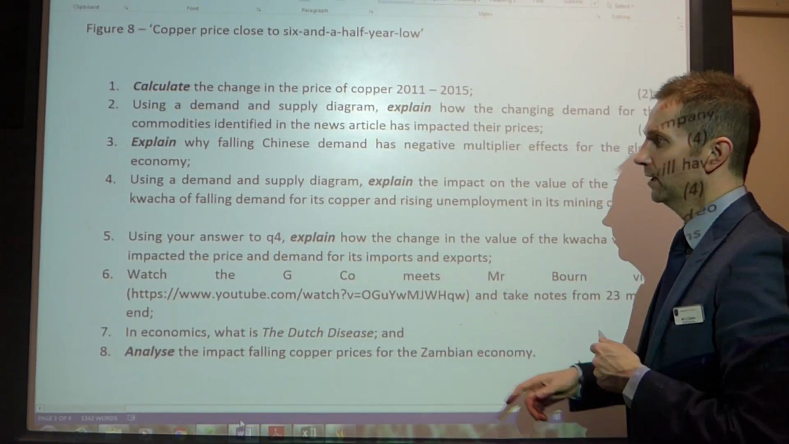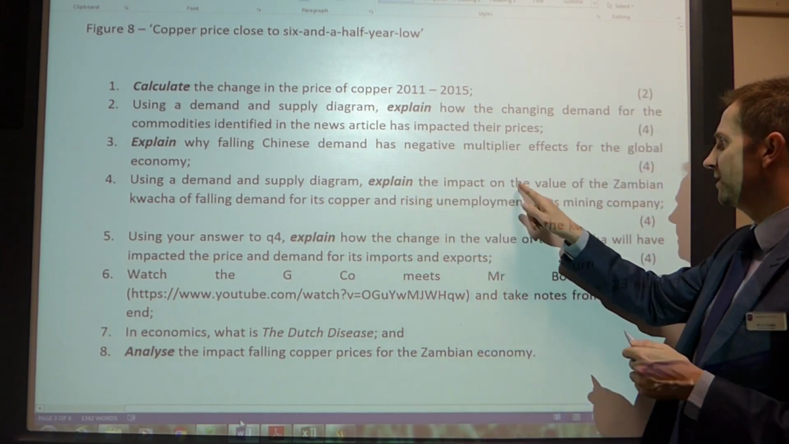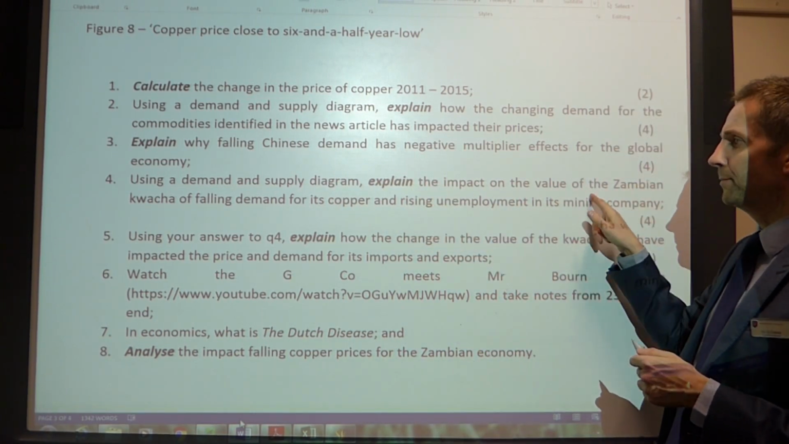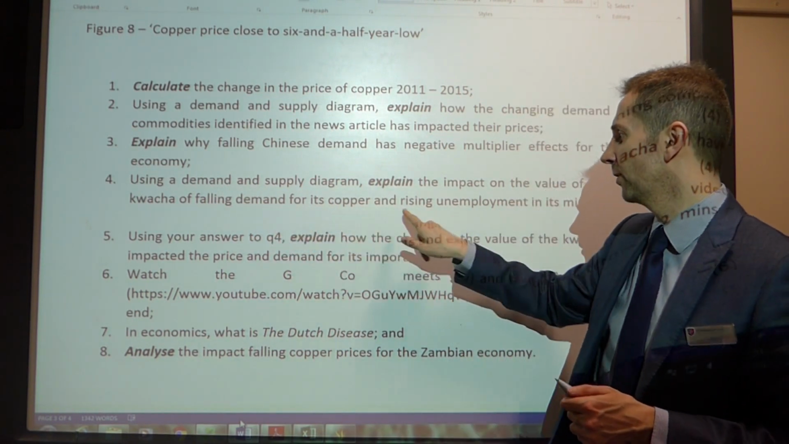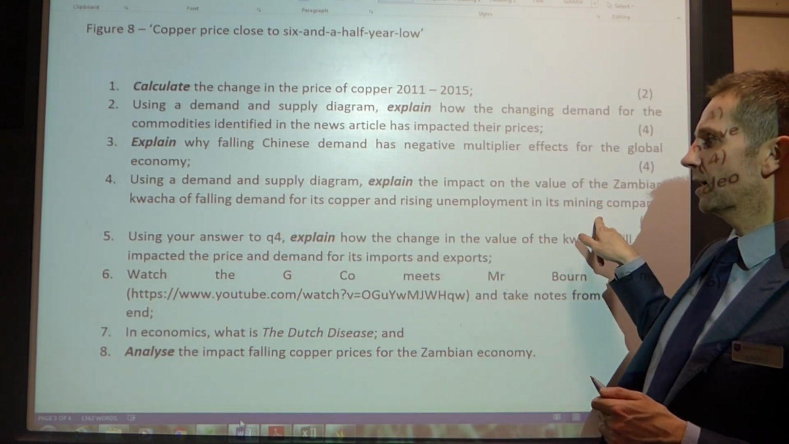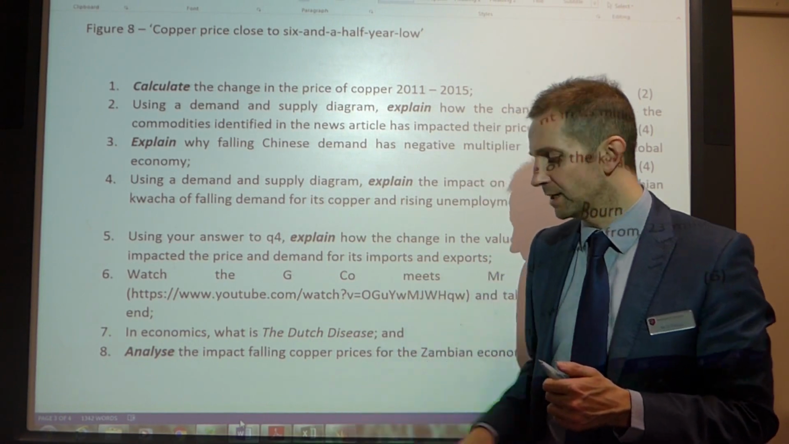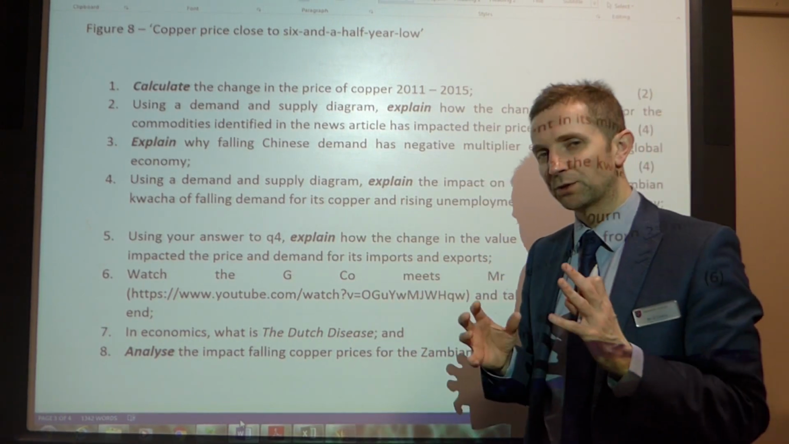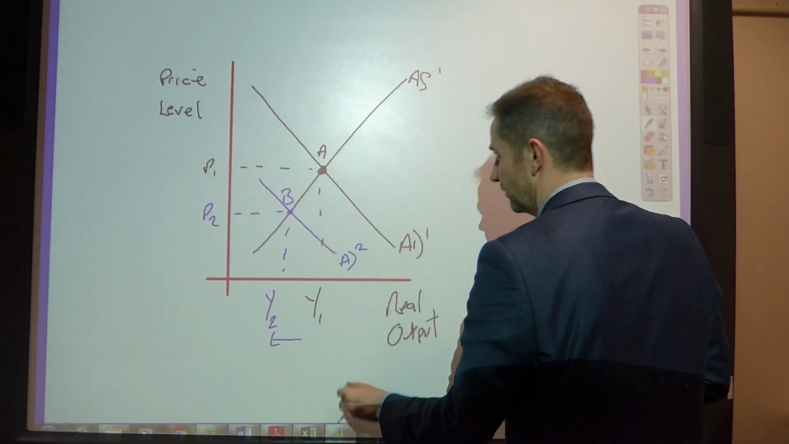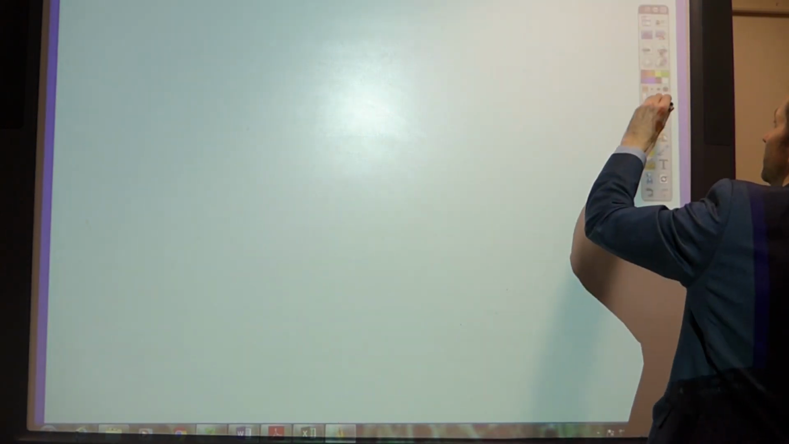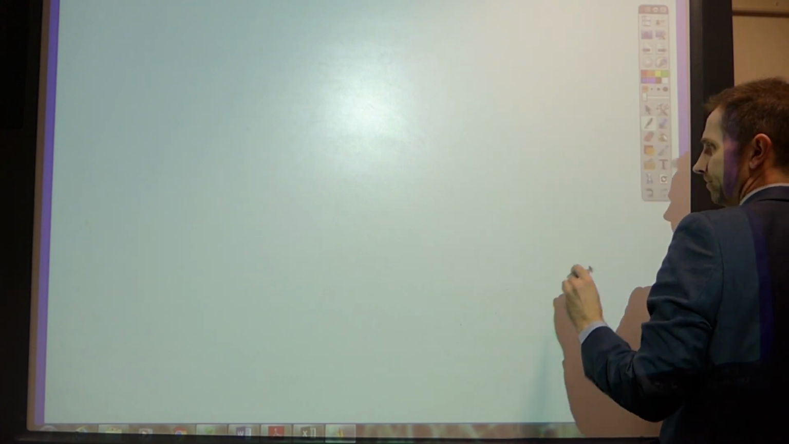Next question. Demand and supply diagram. Explain the impact on the value of the Zambian kwacha of falling demand for its copper and rising unemployment in its mining company. That is mentioned in the pre-release material. So I want to look at this from two aspects, ladies and gentlemen, if you will allow me. So let me just consider this one.